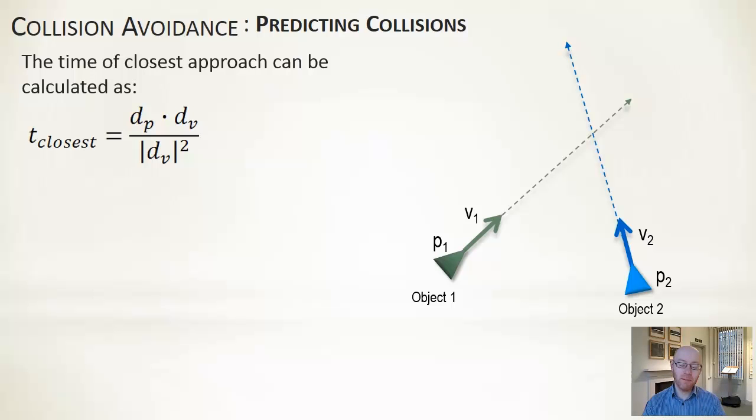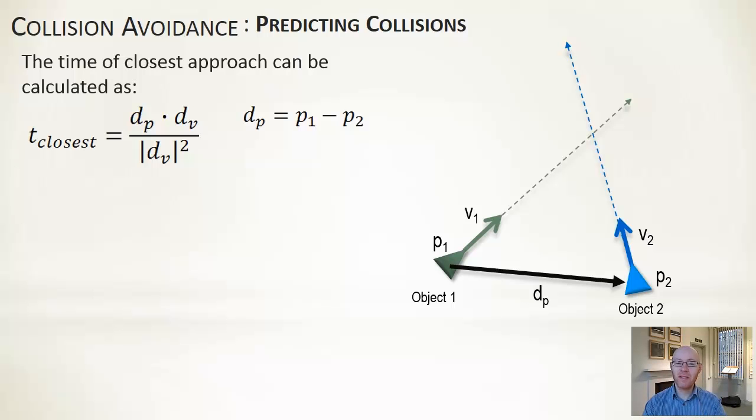So dp is position 1 minus position 2. It effectively is the relative separation of the objects. Makes sense if we're thinking about, okay, do we have a collision? What really matters is how close the two objects are to one another. So dp is simply the separation, if you like, from object 1's perspective. How far away is object 2?